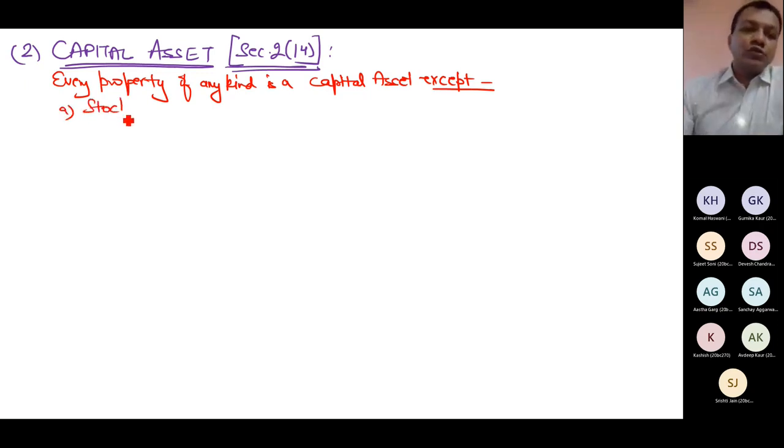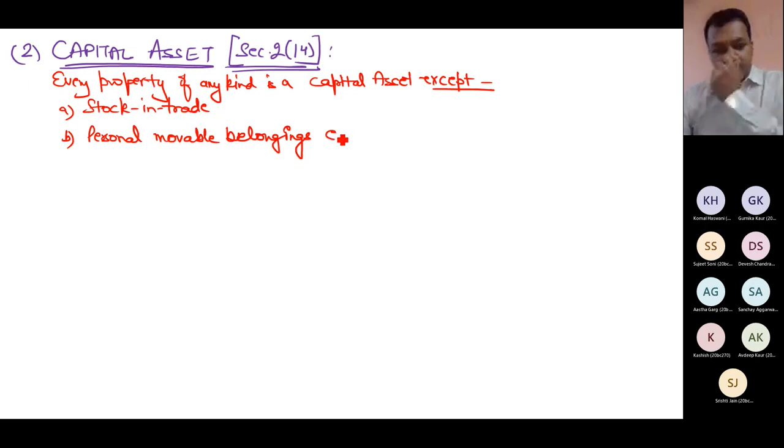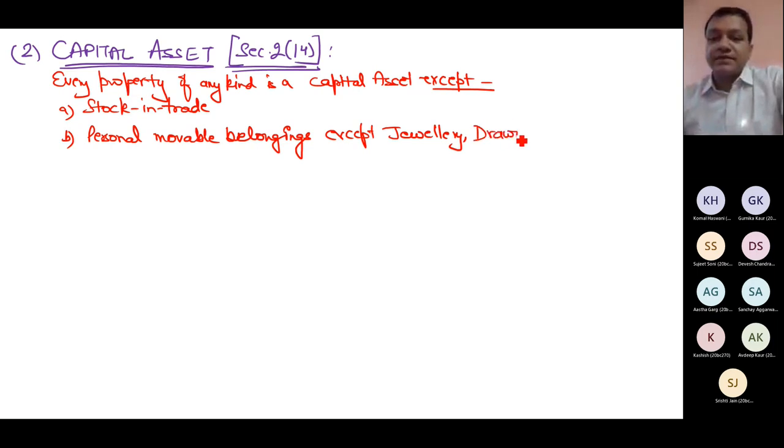Stock in trade. Anything which is used as stock in trade is not a capital asset. Personal movable belongings except jewelry. Jewelry might be personal, but still that is a capital asset. If you sell your personal jewelry, you have to compute income under capital gains. Jewelry, drawings, painting.